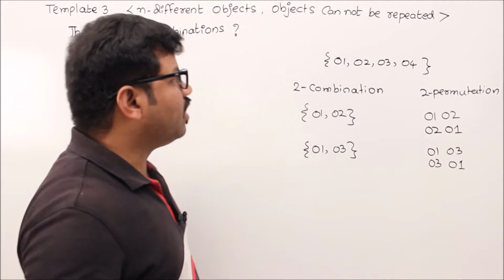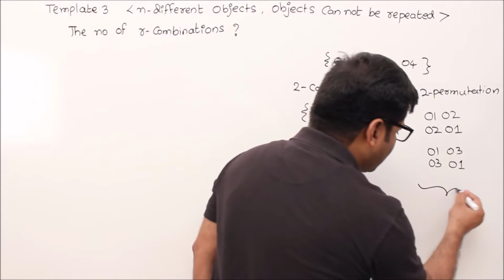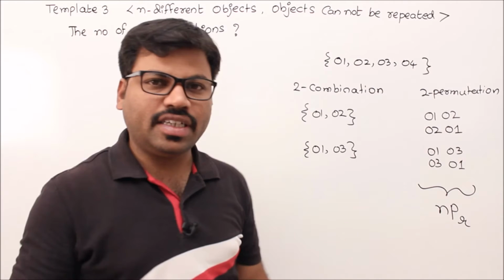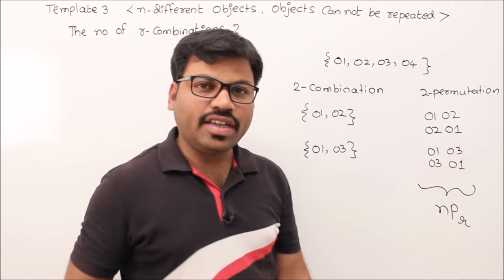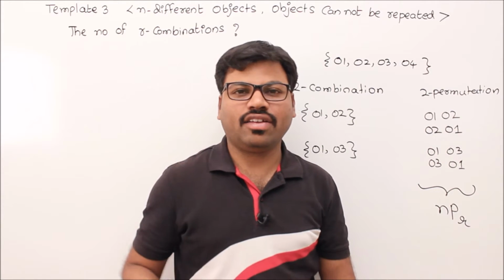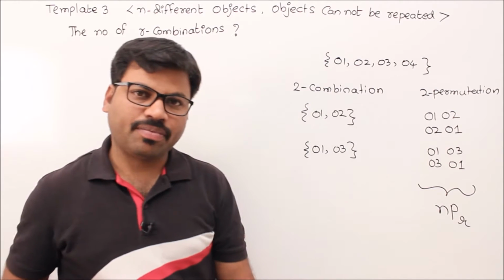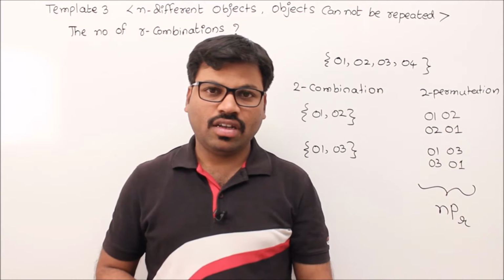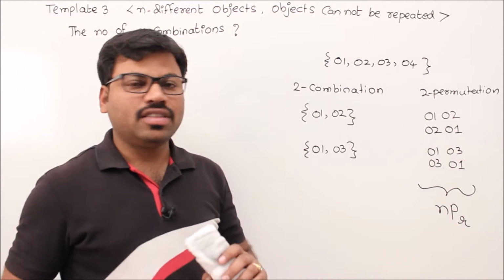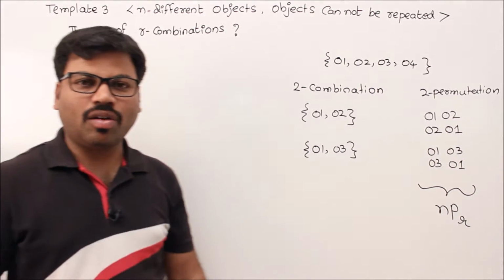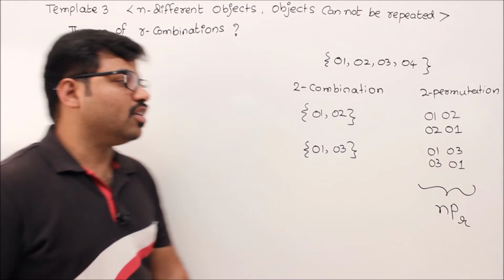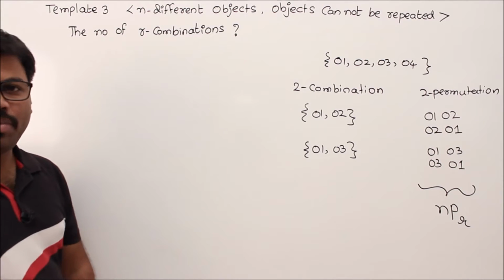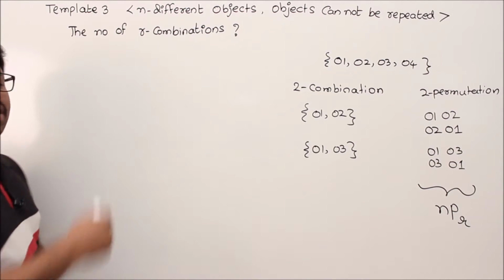Now we have already seen the formula for permutations is NPR, where you have n objects initially and you want to arrange r objects in the line which are taken from n. Then how many such r permutations are possible is NPR. When it comes to combinations, what is the answer? How many R combinations are possible is the question. So now we'll see the complete question. You have n different objects. Objects cannot be repeated. Then how many R combinations are possible?